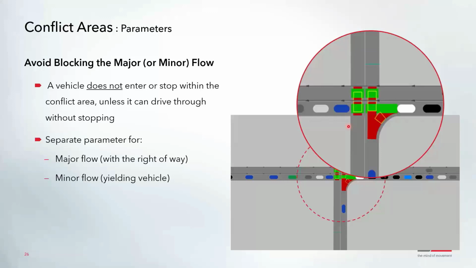You can see here, the blue vehicle is just waiting because it knows it can't make it all the way through due to the backup that's occurring. So that vehicle is going to wait until it can make it all the way through the conflict area and not block any of the other road. Both of those do have separate parameters, so you can adjust those as needed, whether you don't want vehicles to block both or either the major flow or the minor flow.